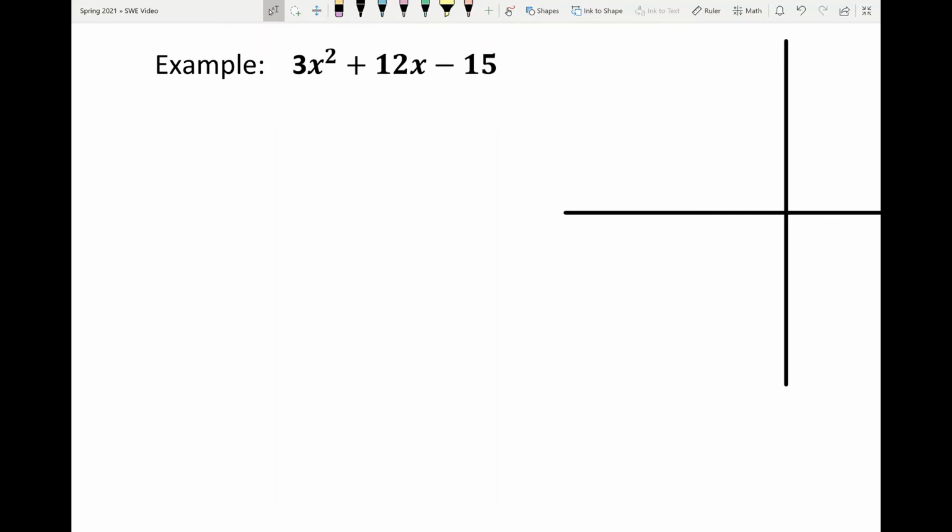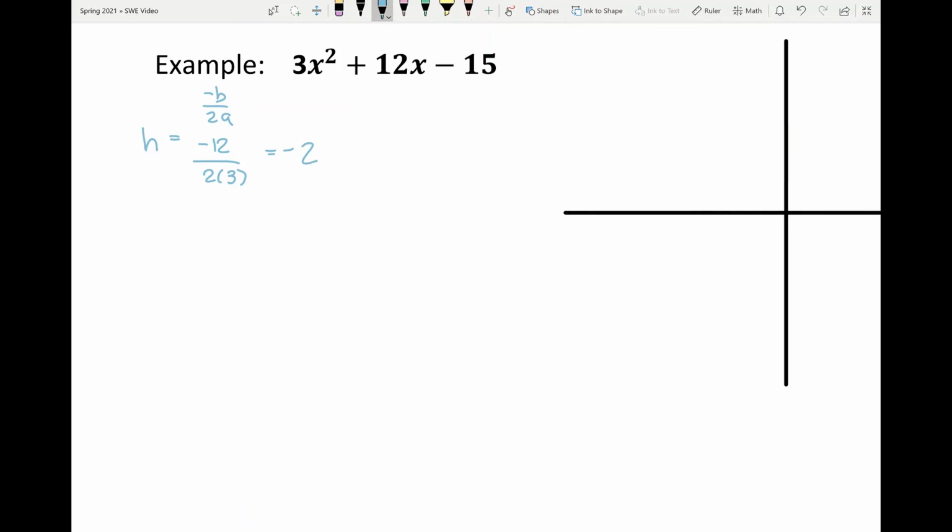Alright, so we need to turn this into the other form, the vertex form. So we need H and K. So for H, which was opposite B over 2A, we're going to have negative 12 over 2 times 3, which is going to give us negative 2.